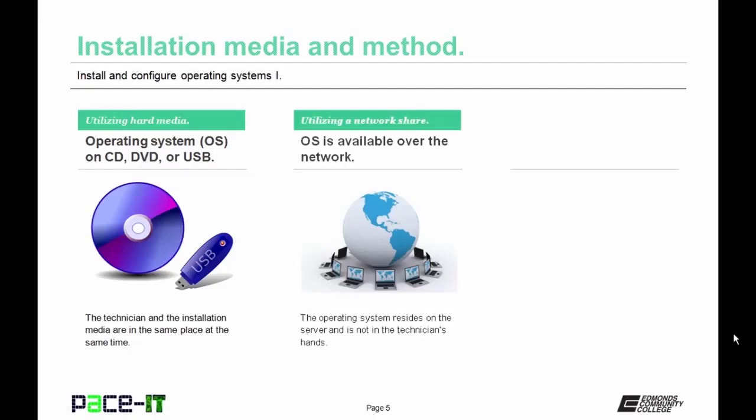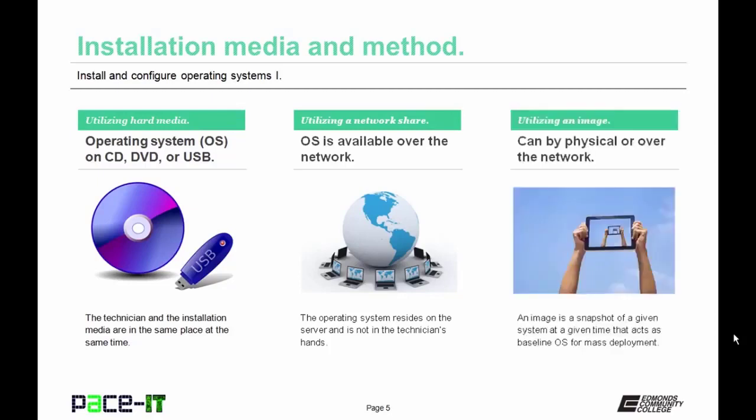Another type of media that you can use is the network share. The operating system is available over the network and the media is not in the technician's hands. And finally, in the media, you can use an image. The image can be on physical media or it can be over the network. A base or preferred operating system has been created and it is stored in a file. This is best for mass deployments.